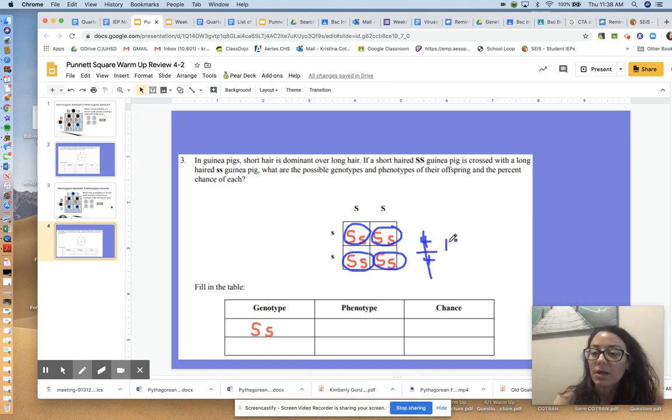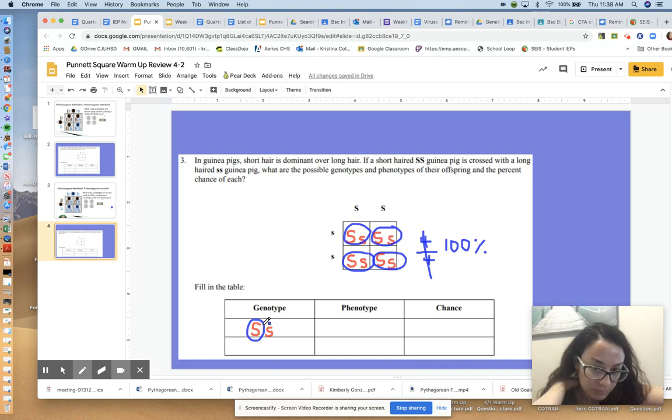I'm saying 100% of these kids are going to have what? Long hair or short hair? Guinea pig. What does this genotype tell you? If you have 1 capital, that's dominant, right? What's the dominant trait again? The dominant trait is short hair. Okay, so the phenotype is saying, listen, these kids are going to have short hair.